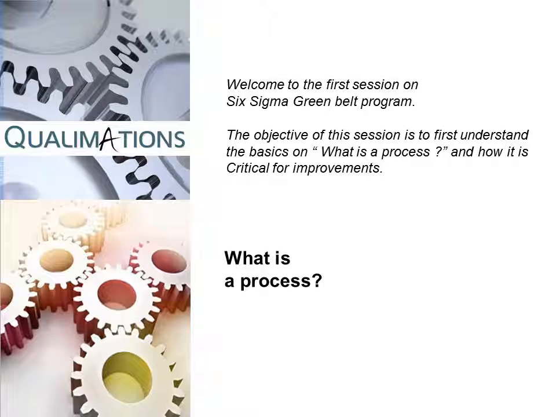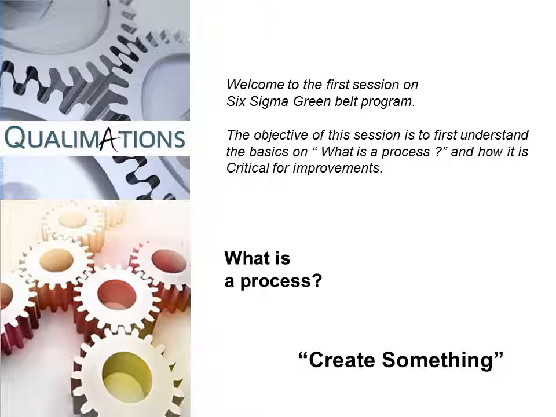Welcome to the first session on Six Sigma Green Belt Program. The objective of this session is to first understand the basics of what a process is and how it is critical for improvements. The fundamental idea of manufacturing or production is to create something that has a useful form. This has certain tolerances that it must meet in order to be considered acceptable by the customer. The process used is determined by a variety of factors. A quick review of process principle basics is essential before you start the journey of Six Sigma.